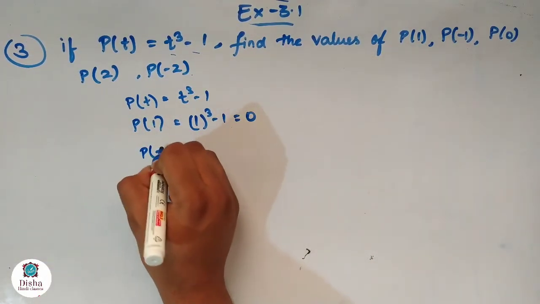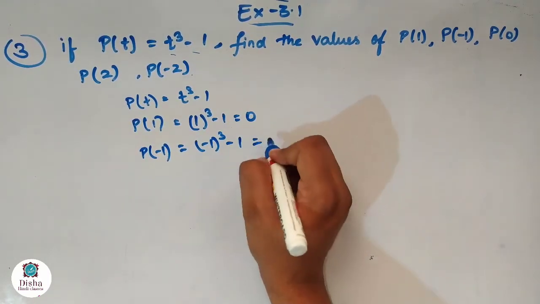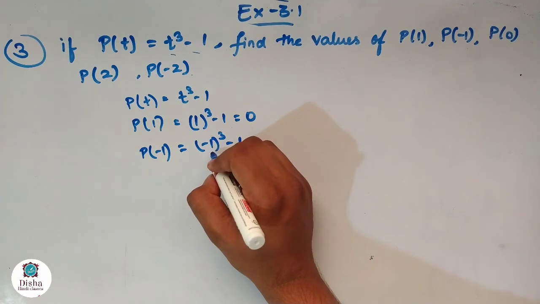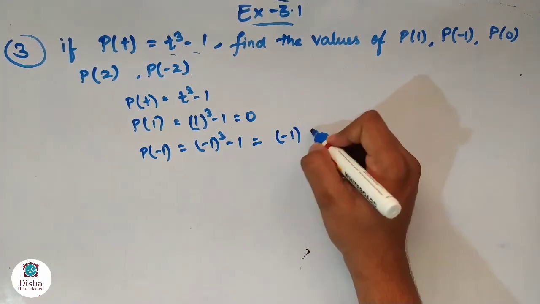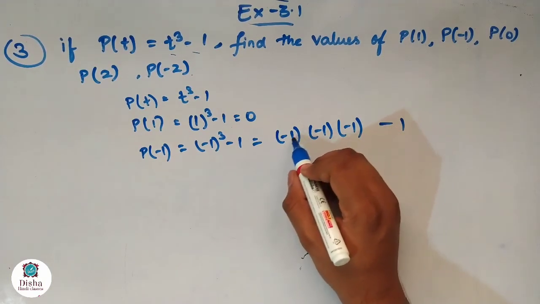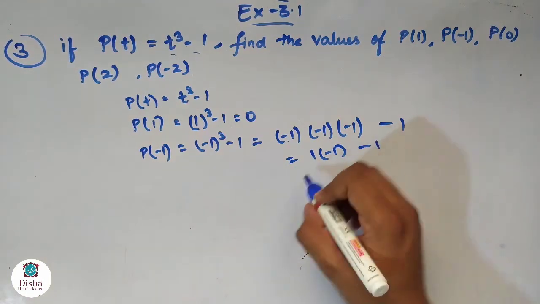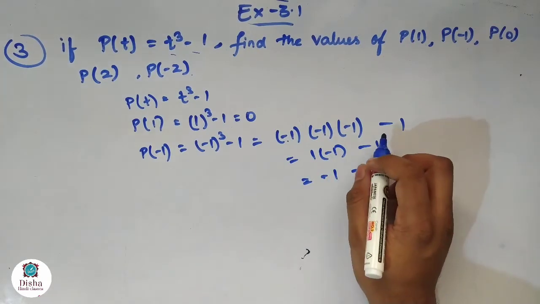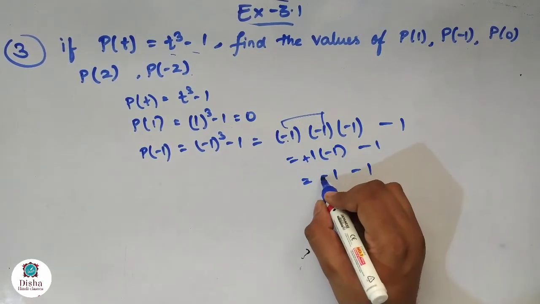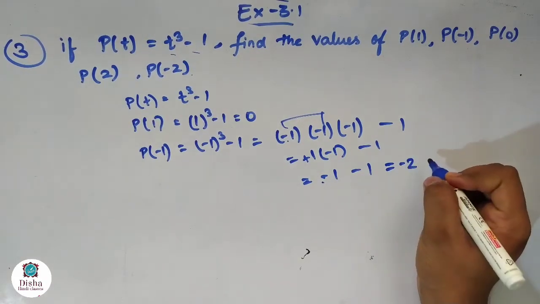Next we have p of minus 1, right? So minus 1 whole cube minus 1. What will you get? Minus 1 into minus 1 will be plus 1. Minus 1 whole square will be plus 1. And this is minus 1, another one. So we have to multiply it. Plus 1 into minus 1 and minus 1. First we multiply these two, we got plus 1. Then plus 1 into minus 1: plus into minus is minus. So minus 1, minus 1. What will you get? Minus 2.